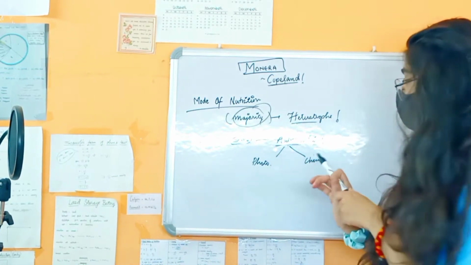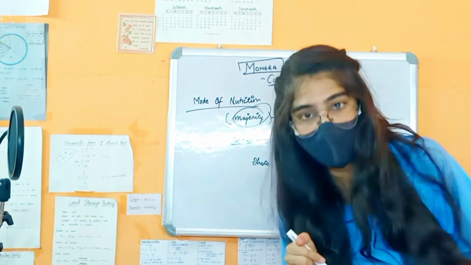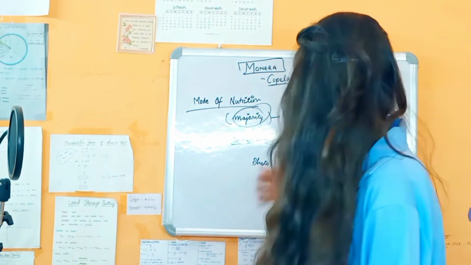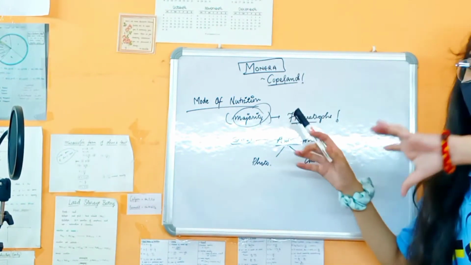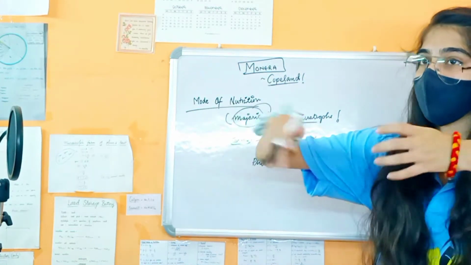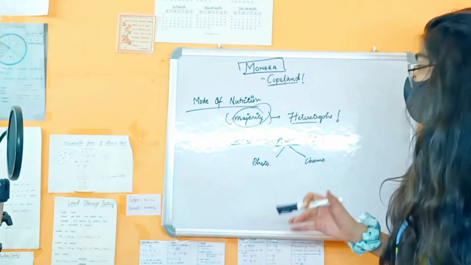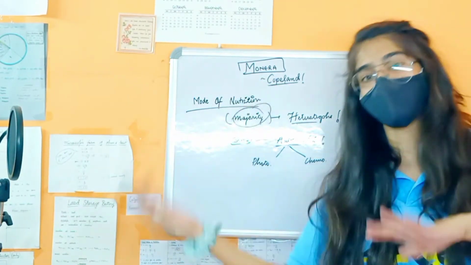So we're gonna recap or revise what autotrophs and heterotrophs are. I know all of you know it, but still. Heterotrophs gain the nutrition from other organisms. Like we are heterotrophs, the plants make their own food, we eat the food made by them.